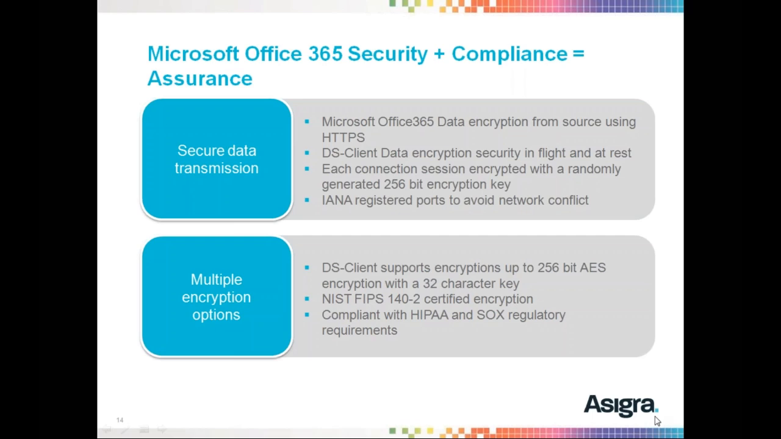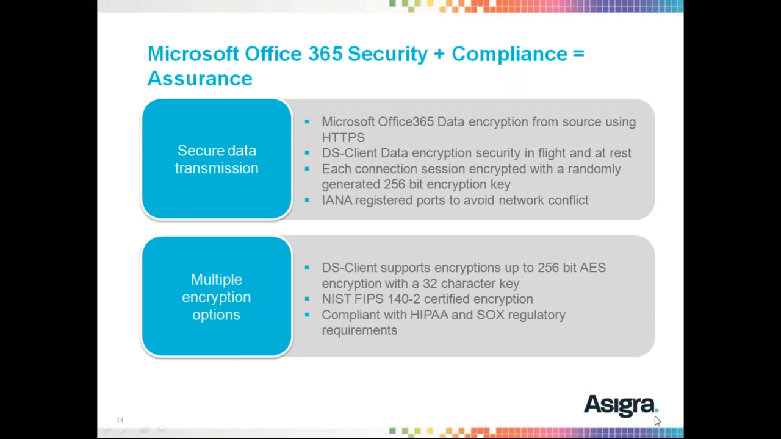Asigra has been around for a very long time, and one of the things it has been very big on, of course, is security and compliance assurance. The data is encrypted by the DS client, and the DS client can use up to AES 256, which is a 32 character string. Do keep in mind that the data is encrypted by the DS client, and this is not specific to Office 365; it applies to any kind of Asigra backup set, with up to AES 256.